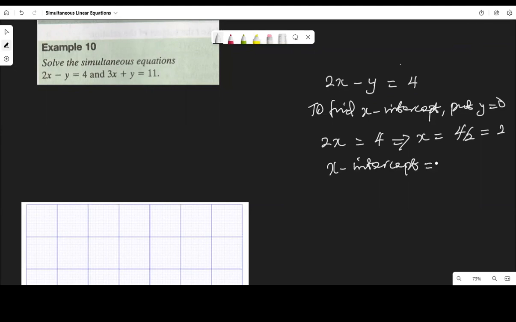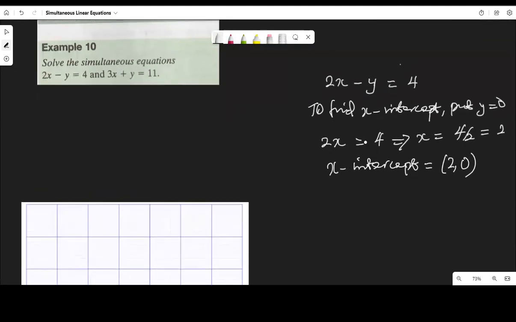That is what I mean by x intercept. We set y to be 0, then we obtain the value of x to be 2. So the intercept will be 2 and 0. 2 for x, 0 for y.